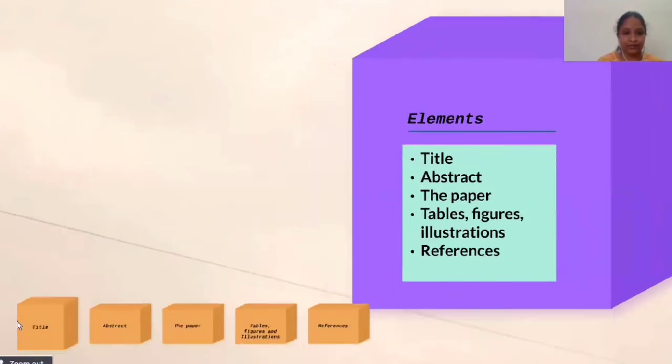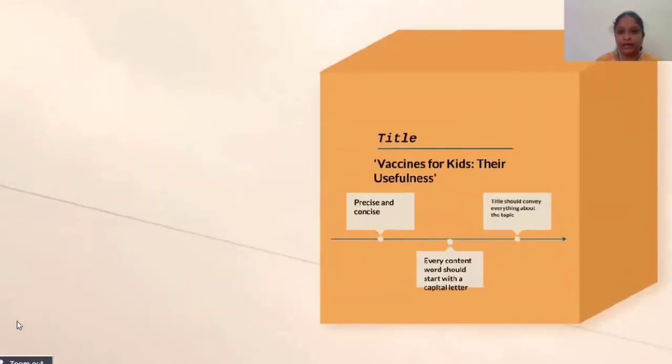So firstly, title. Here I have chosen one example, Vaccines for Kids, Their Usefulness. Look at this title. It is very precise and concise. All the title should be limited to 1 or 1.5 lines, but not more than that. And the title should convey everything about the topic. See here, if you take this title, this topic is about vaccines, and these vaccines are for kids. And whether these vaccines are useful or not, your study will talk about that. So the title conveys the entire information about your research work.